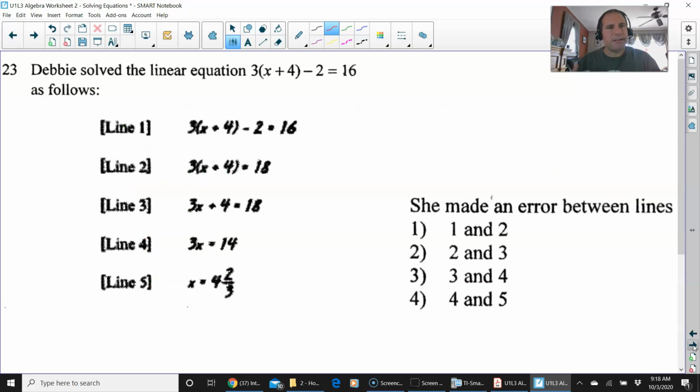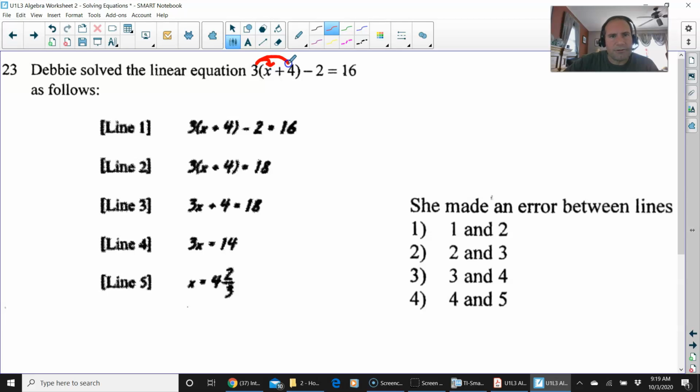Number 23, lot to read here, lot to unpack. So Debbie solved the linear equation 3 times the sum of x plus 4 minus 2 equals 16 as follows. She made an error, so they're trying to figure out the error here. So line 1 is just the equation.